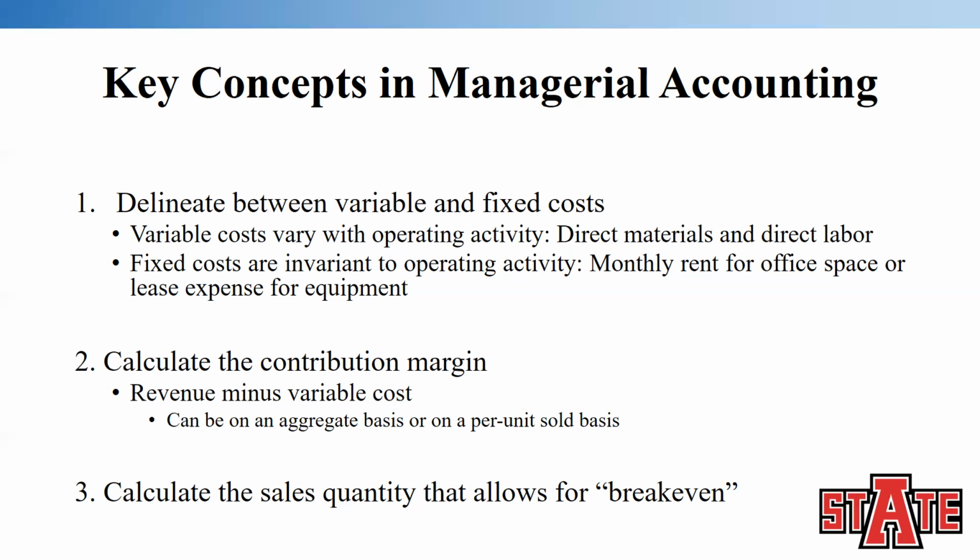And the beauty of that is that it gets us to number 3, and that is that we're then allowed to calculate the sales quantity that allows for break even. If we know our contribution margin and we know our fixed costs, we can answer the question: how many units must I sell so that I cover all my variable costs and all of my fixed costs? That just gets me to break even from an operating perspective. Now, we're not satisfied with just operating break even, because we also have non-operating costs to cover, such as interest and taxes, but still, it's a nice starting point.